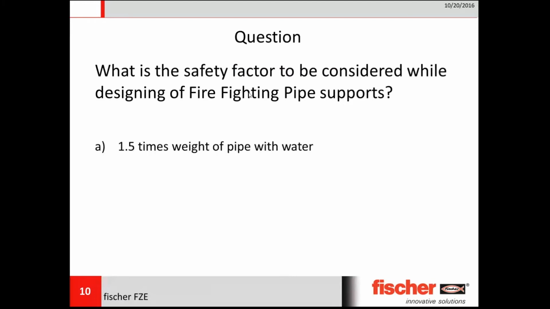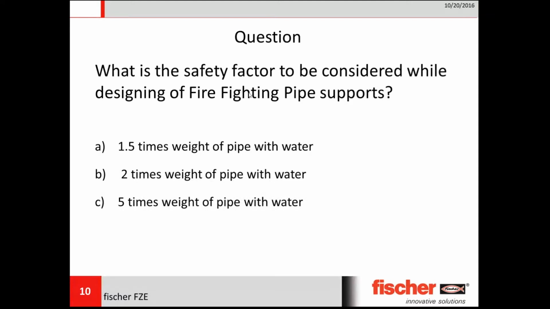I have options. We should consider A, 1.5 times weight of pipe with water; B, 2 times weight of pipe with water; C, 5 times weight of pipe with water; D, 5 times weight of pipe plus 114 kgs. So, what do you think? A, B, C, or D? Which is the correct answer? Thank you, Mr. Shuraim. Thank you, Mr. Muhammad.